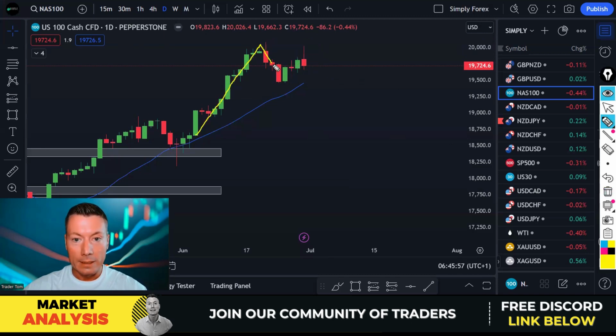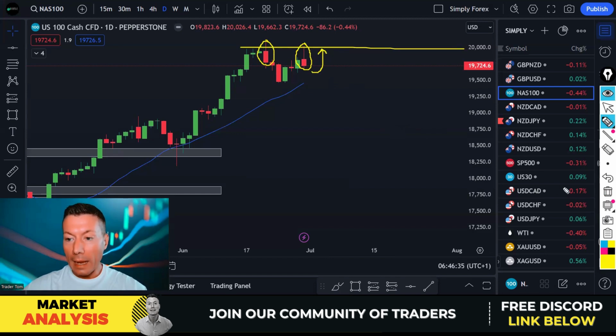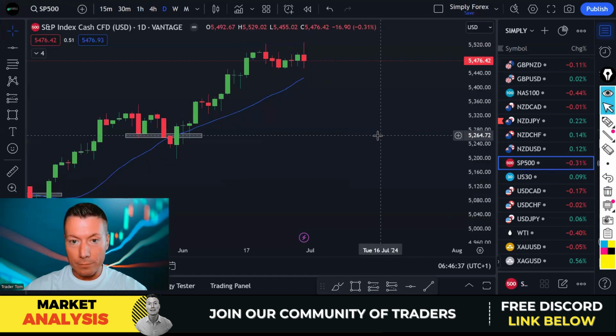If price does this, I am very much interested in selling. But I do need to see a structure break first. And this may or may not happen, could take days to happen. But my point here is we are seeing big rejection candles at these last highs and that 20,000 level. So could this potentially be the start of a bit of a retracement in the indices? We shall see. I certainly don't want to be buying those candles. I don't want to be buying into that. And if you look at the S&P as well, similar scenario.